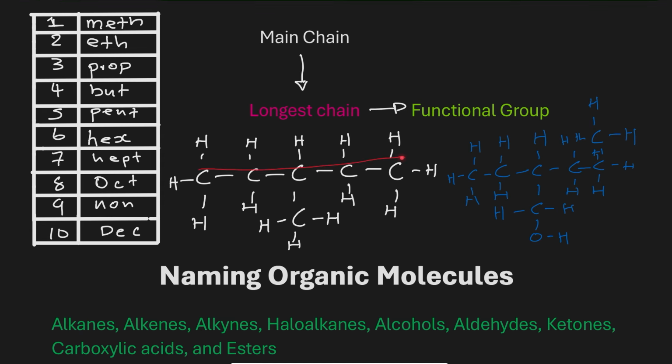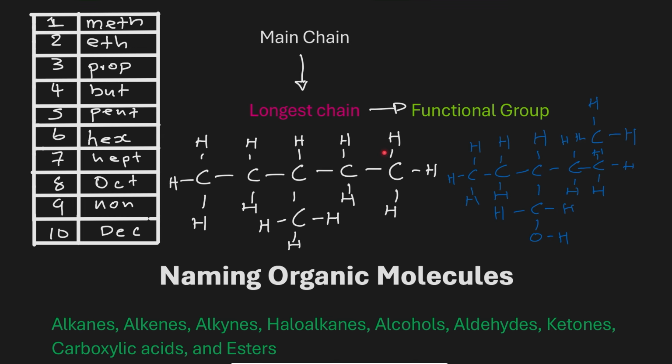But now we can also look at other chains. For example, we can start from here, move, and then we bend like this. But this chain has 4 carbons. And then we can also look at another chain, which we start from here and then move like that, and it also has 4 carbons. So this means that the longest chain will be this chain that has 5 carbons. So that is how you identify the main chain.